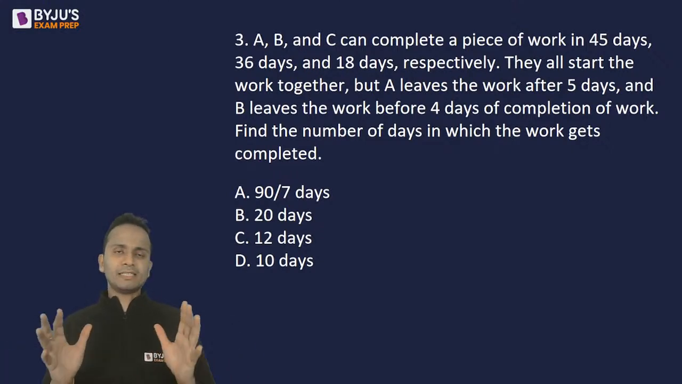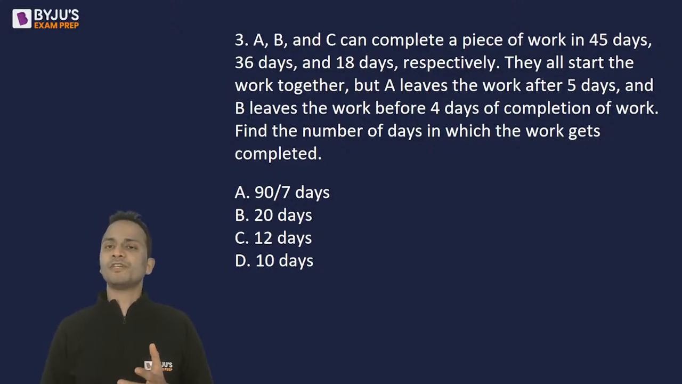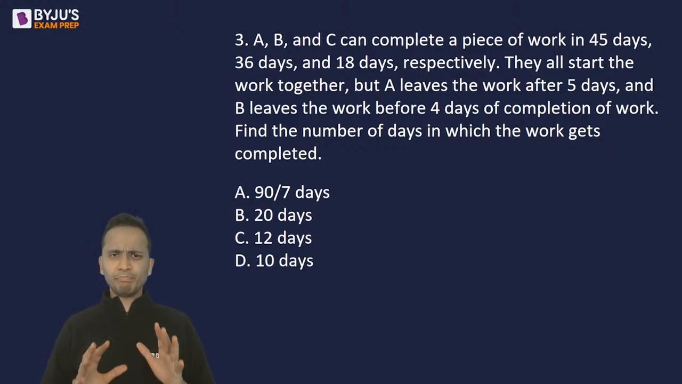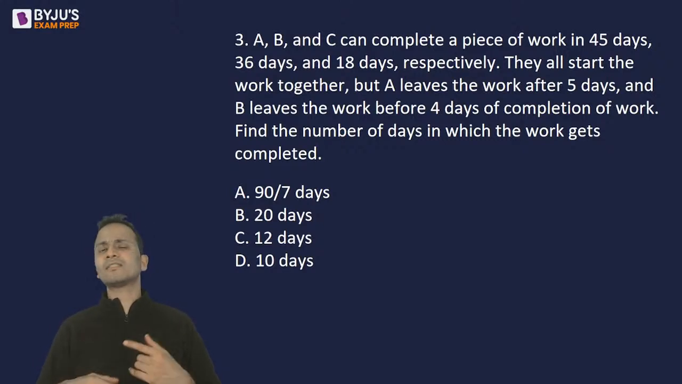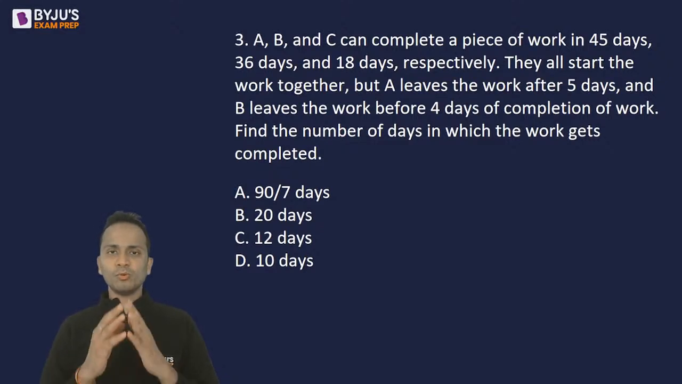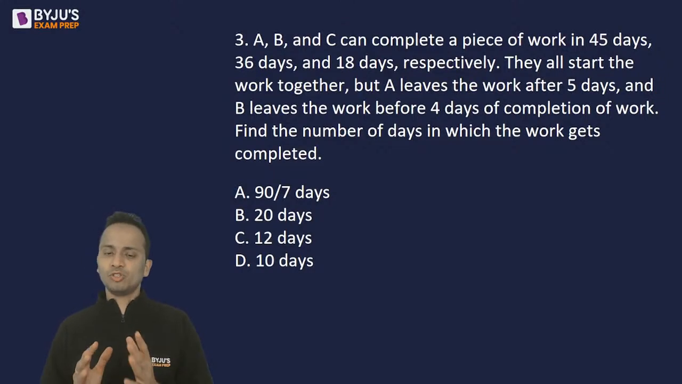Again, the same thing at the beginning. A, B, and C can complete a piece of work in 45, 36, and 18 days respectively. Now they all start the work together, but A leaves the work after 5 days and B leaves the work 4 days before the completion of the work. Find the number of days in which the work gets completed. Again, a very simple question, but it is asked in a different way. You just have to proceed step by step to find out the answer.